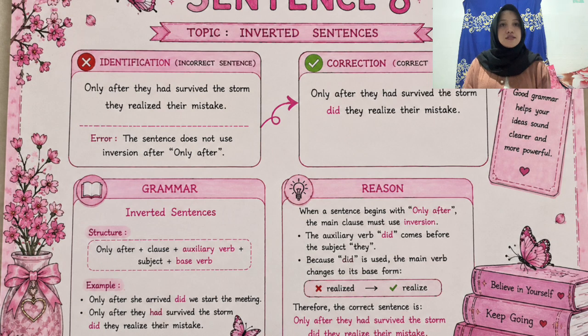And sentence number 8: only after they had survived the storm, they realized their mistakes. The sentence needs inversion. The correct sentence is: only after they had survived the storm did they realize their mistakes. The reason is that when a sentence begins with "only after", inversion is required. The auxiliary verb "did" comes before the subject, and "realized" changes to "realize".